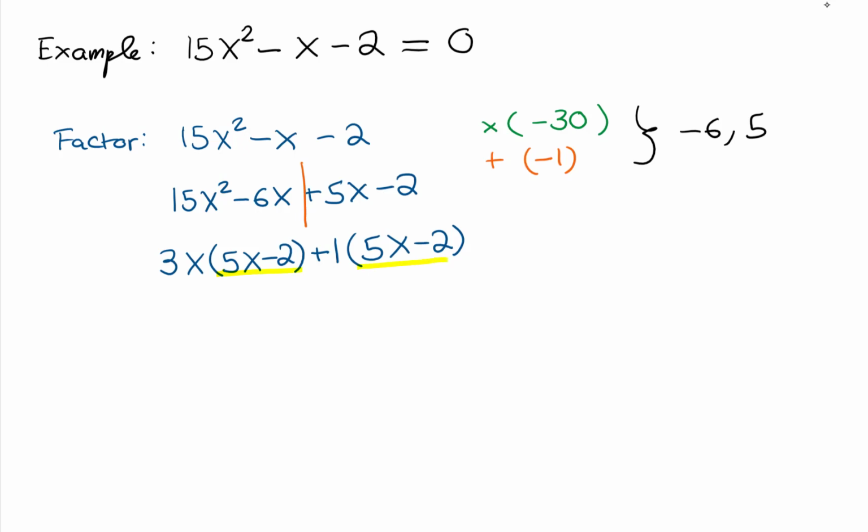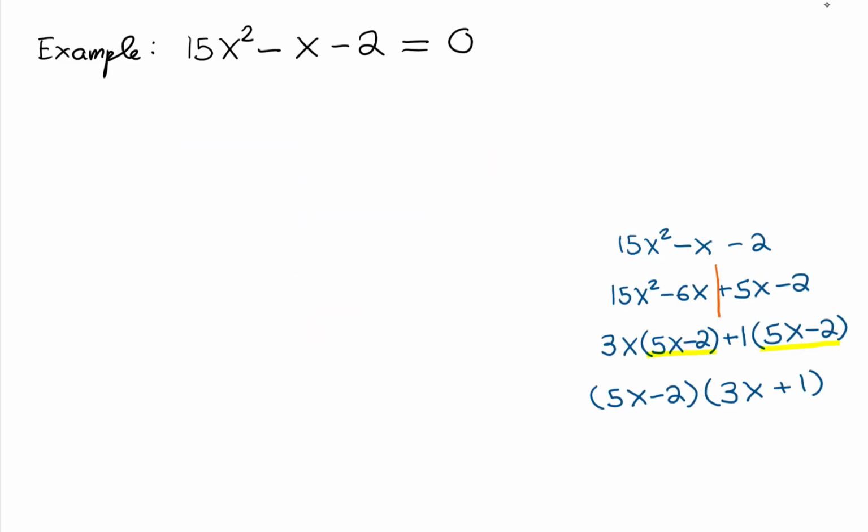Then I see that I have a 5x minus 2 factor in both terms, which means that we can factor it out. And when we factor out 5x minus 2, we're left with 3x plus 1 as our second factor. So that's our factoring for this question. Now that I know the factoring, I can rewrite this equation in terms of the factors. So instead of 15x squared minus x minus 2 equals 0, I'm going to write 5x minus 2 and 3x plus 1 equals 0 because we just found that those are the same equation but in different forms.